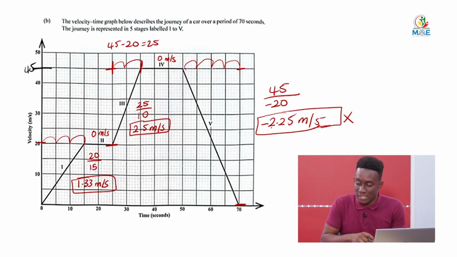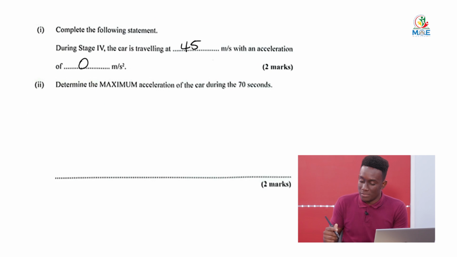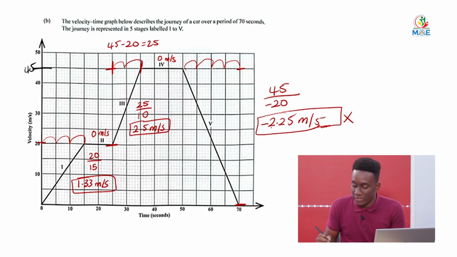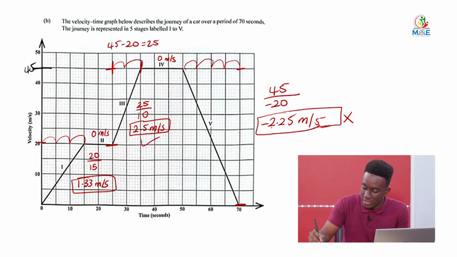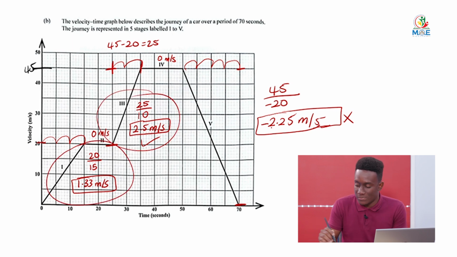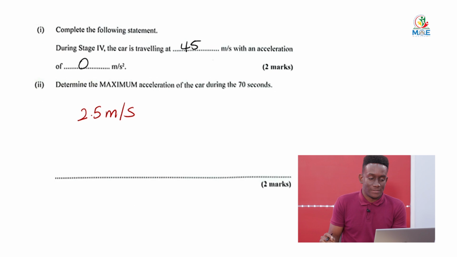So the maximum acceleration during the 70 seconds would be 2.5 meters per second squared. These here would be our working. So you put your work in this space and you get your full 2 marks.